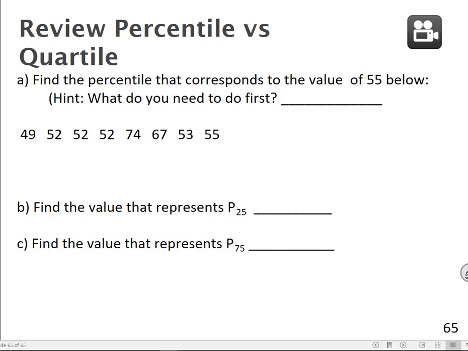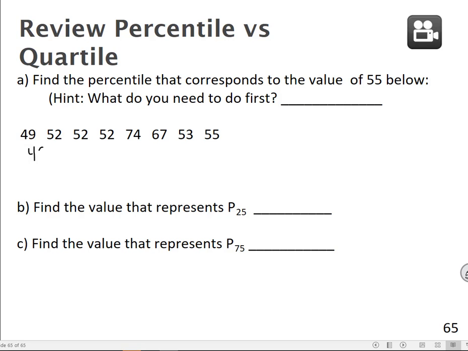So we have this little hint here. What do we need to do first? If you said sort the data, you would be correct. So let's go ahead and sort our data first. Since it's a small data set, we're going to do this by hand. I like to mark these out as I go along.